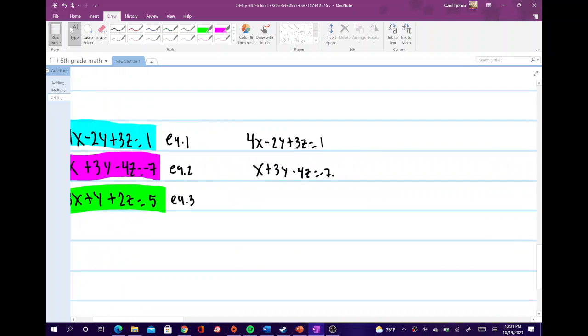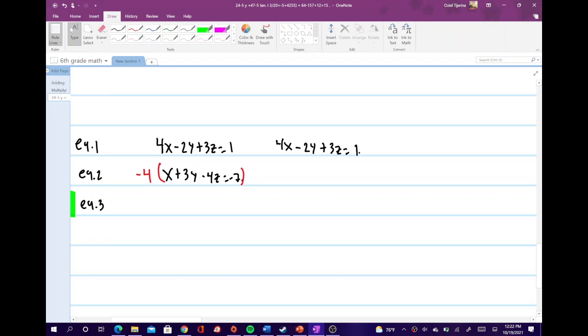Now, the way that you do this is, if I want to eliminate my 4x, I need to make it so that my x term is negative 4x. So the way that I'm going to do that is I'm literally going to multiply by negative 4. For the top one, we still have 4x minus 2y plus 3z equals 1, so it's still the same. The bottom one is going to be negative 4x minus 12y plus 16z equals 28.